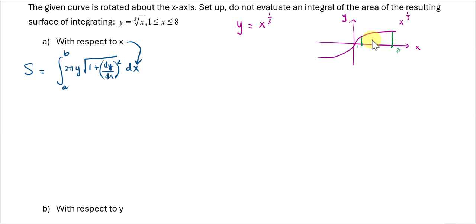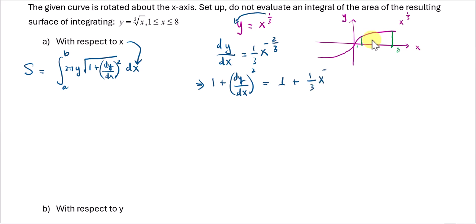So first, I want to take the derivative dy dx using the power rule. So we're going to bring down the 1 over 3 and subtract 1 from that. 1 over 3 minus 1 is minus 2 over 3. And now I want to find the 1 plus dy dx squared. So this is going to be equal to 1 plus dy dx, which is 1 over 3, x to the minus 2 over 3, and then we square the entire thing.